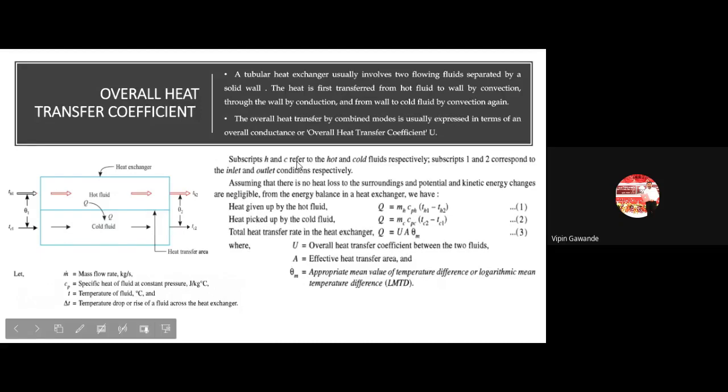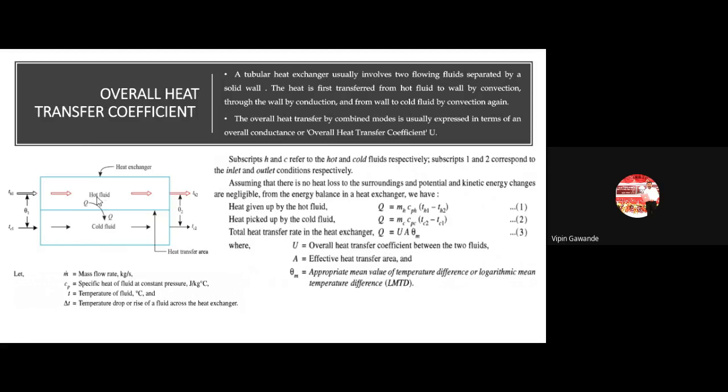So instead of calculating the heat transfer coefficient for all these three, that means convection, then conduction, and again convection, we are taking only one heat transfer coefficient for the total system. And that's why it is called the overall heat transfer coefficient. When we take the overall heat transfer coefficient, it is denoted with U. Now, what is the heat transfer?